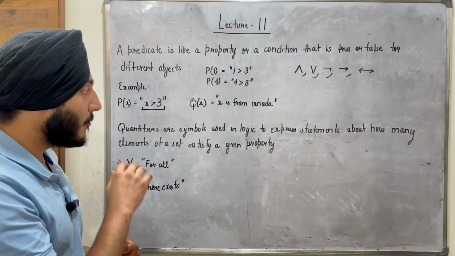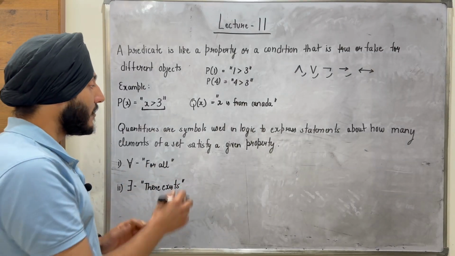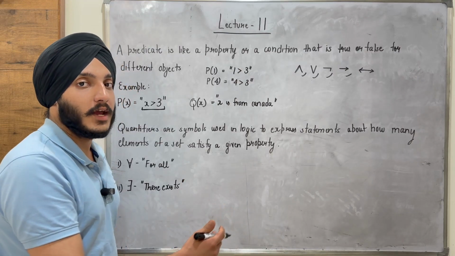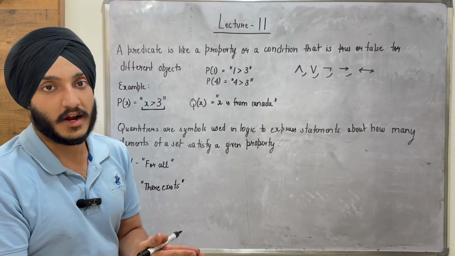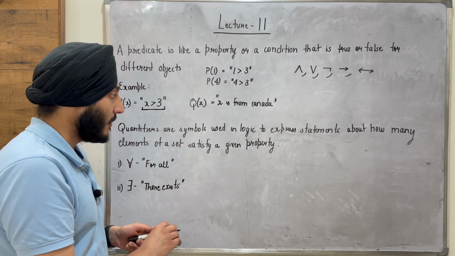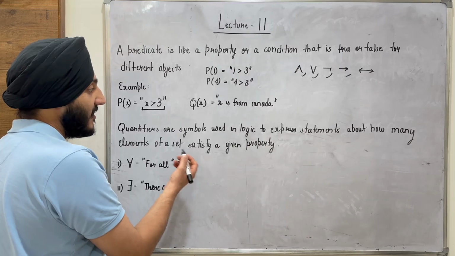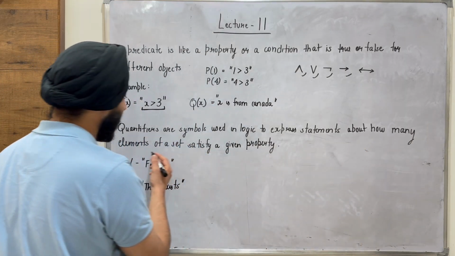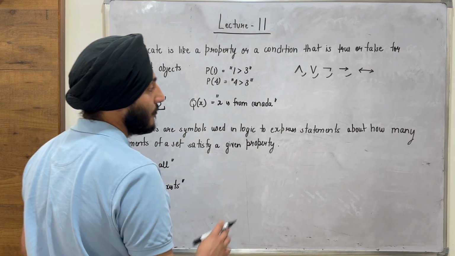The same thing goes for quantifiers. I think I made a very big explanation for this part, but quantifiers are basically the same thing. They're kind of an addition to how we can make our sentences shorter to understand. But there's a very important logic in these quantifiers to understand. Let's start with the definition. They're basically symbols used in logic to express statements about how many elements of a set satisfy a given property.